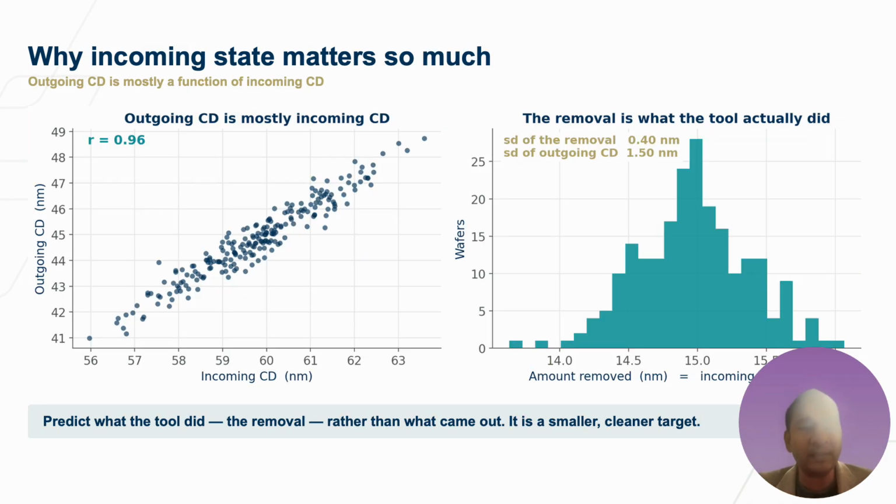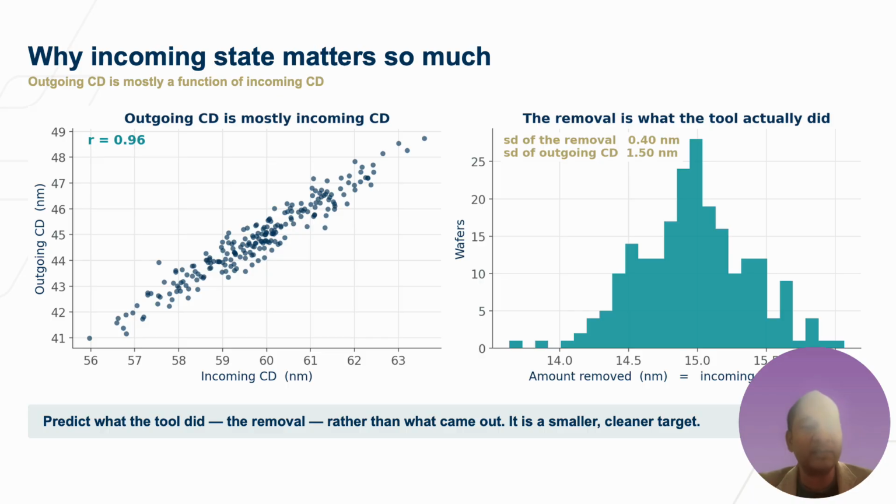Let me show you why incoming state matters so much, because the argument is visual. Outgoing CD plotted against the incoming CD for a couple of hundred wafers. Correlation is about 0.96. The outgoing value is mostly the incoming value, which makes physical sense. The etcher removes a certain amount of material. Whatever comes in plus the removal is what goes out. If the incoming distribution is wide, the outgoing distribution inherits that width. Nothing the chamber does changes it.